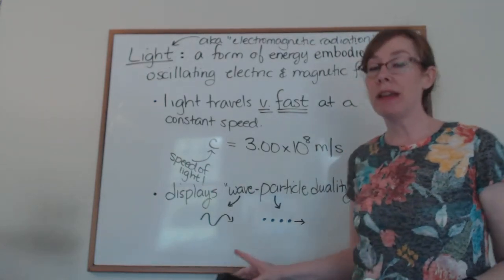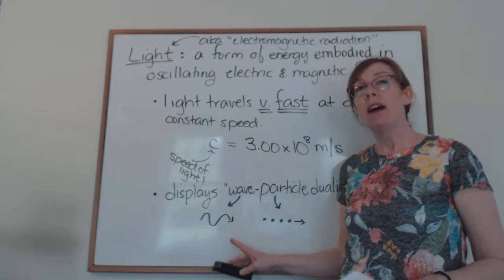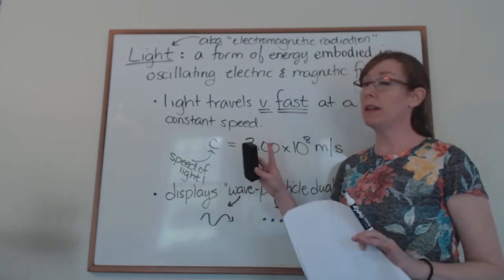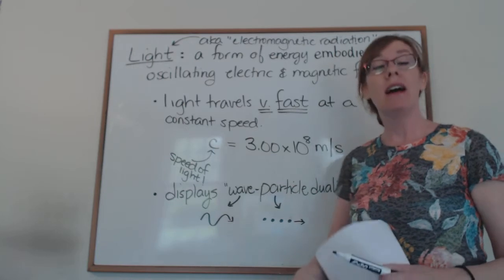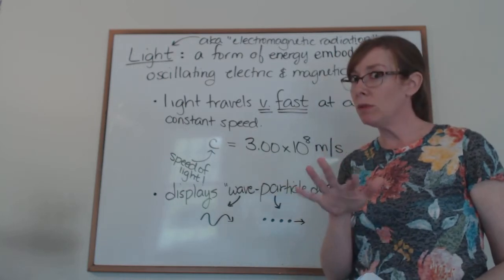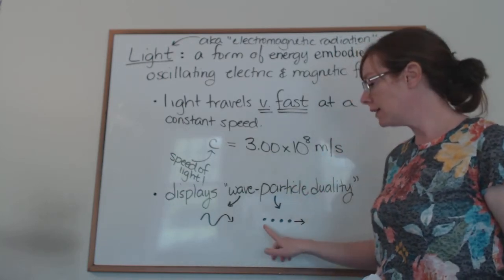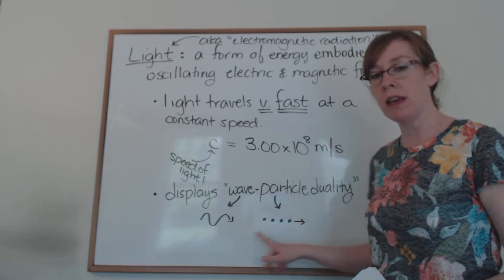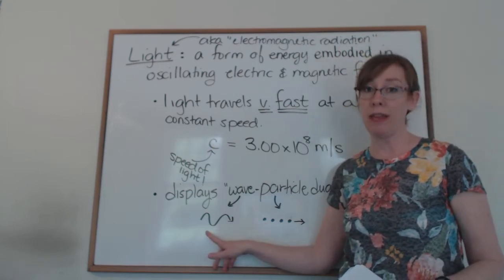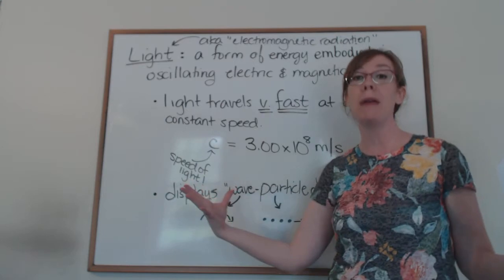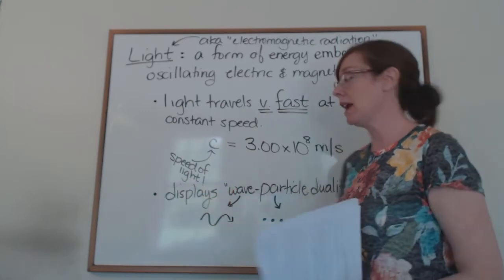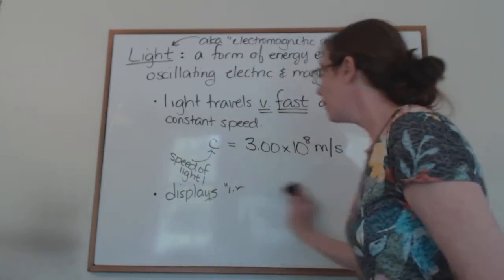And like I said in my introduction, at the end of the day, the reason this is important in the quantum mechanical model of the atom is that electrons have this very unique property as well. Sometimes they're best thought of as particles, and sometimes they're best thought of as waves. And that is the whole basis of quantum mechanics.